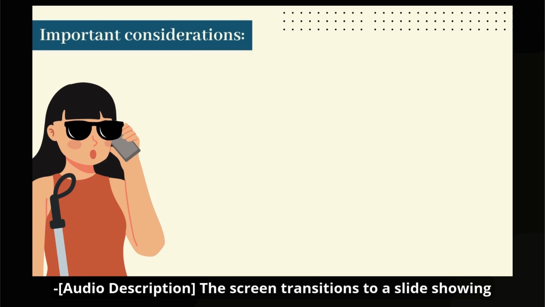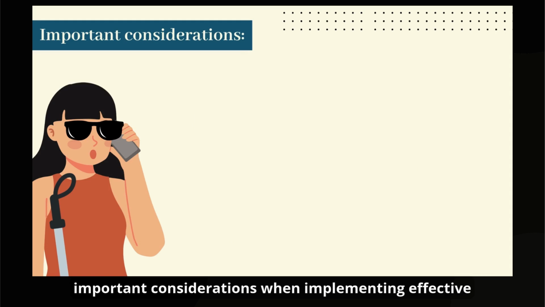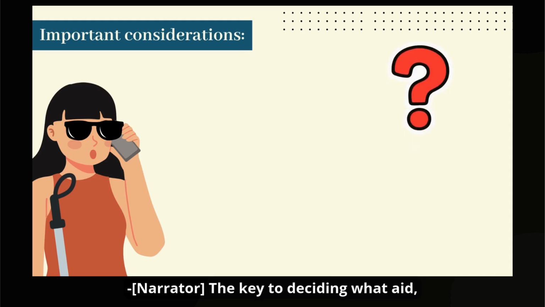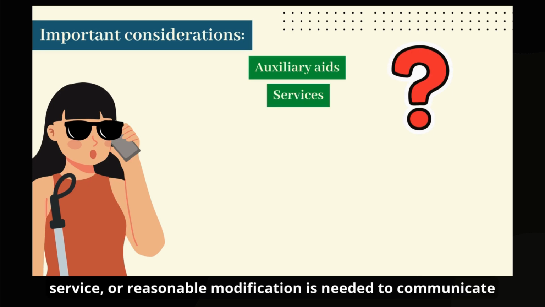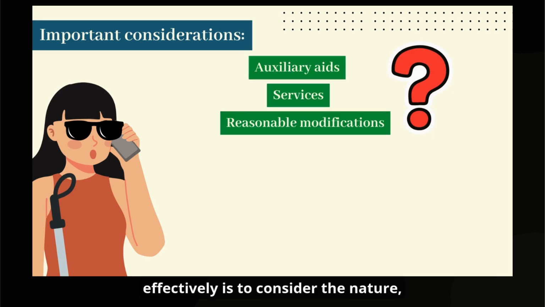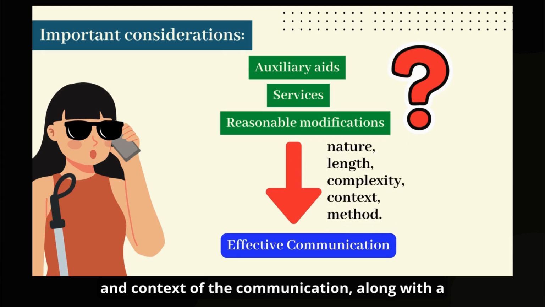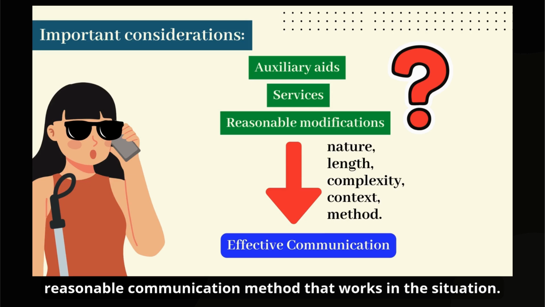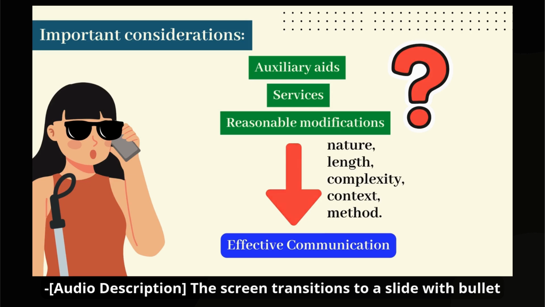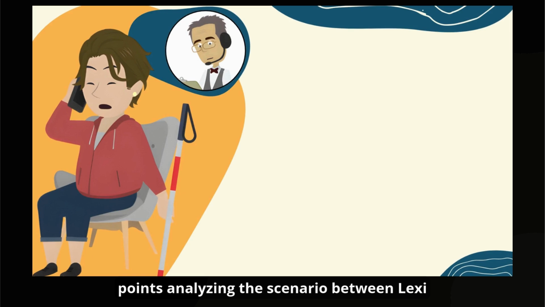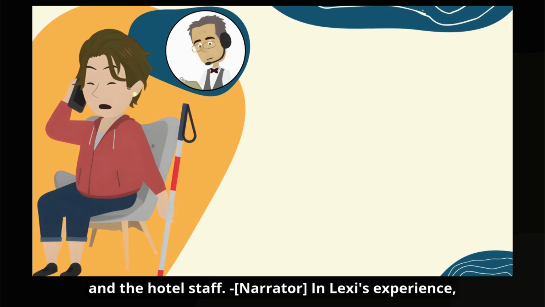The screen transitions to a slide showing important considerations when implementing effective communication. The key to deciding what aid, service, or reasonable modification is needed to communicate effectively is to consider the nature, length, complexity, and context of the communication, along with a reasonable communication method that works in the situation. The screen transitions to a slide with bullet points, analyzing the scenario between Lexi and the hotel staff.